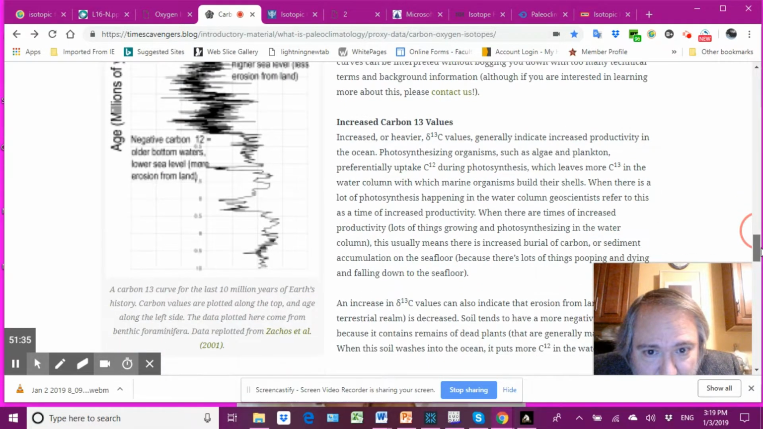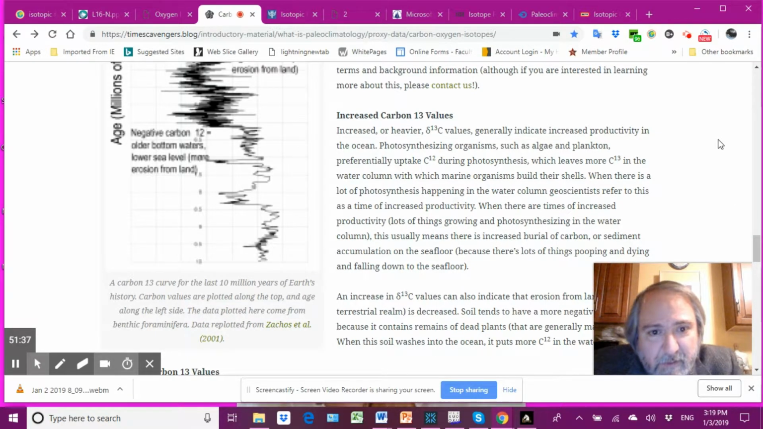Okay. Increased or heavier del 13C values generally indicate increased productivity in the ocean. Photosynthesizing organisms preferentially uptake C12 during photosynthesis, leaving the C13, the heavier one, in the water column, with which marine organisms build their shells. When there's a lot of photosynthesis happening in the water column, that's increased productivity. Therefore, that leaves more 13C in the water column that the organisms then incorporate into their shells when they build them.